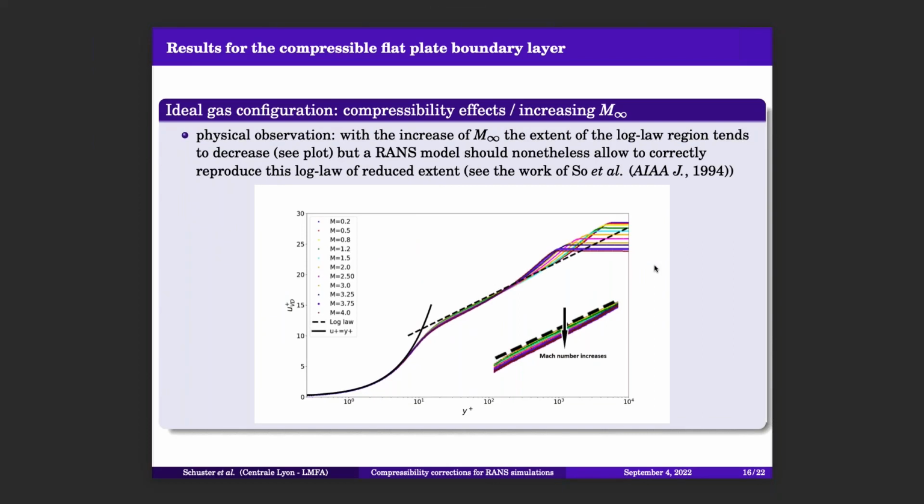Just a quick word before showing, of course, the impact of the corrected model. When you increase the Mach number, your log law region actually tends to decrease. Okay, so we're going to focus on what's going on between a few tens and just 100, 200, no more for the y plus coordinate. And even though the extent is reduced, still the RANS model should correctly reproduce this log law, as we will see also with a comparison with the experiment in the next slide. So we can move to the next slide.